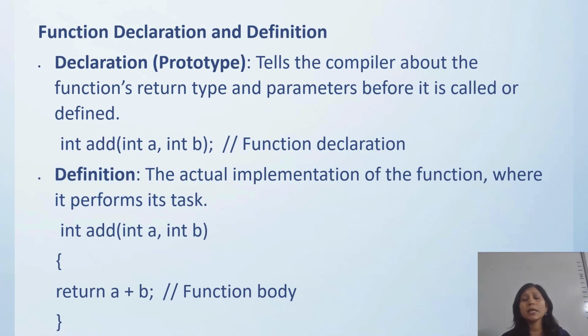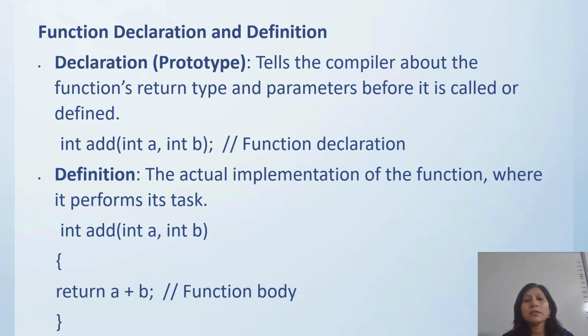So what are function declaration and definition? These two things are important concepts in function creation. The first one is function declaration. It is also known as prototyping. It tells the compiler about the function's return type and parameters before it is called or defined. It is used simply to identify what different functions we are using in the program.